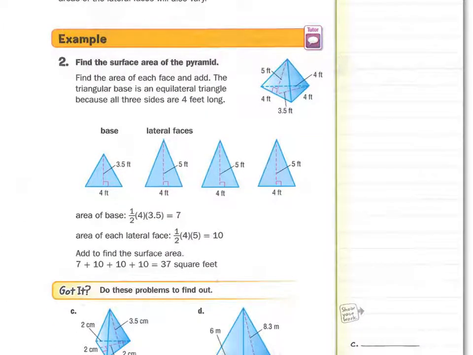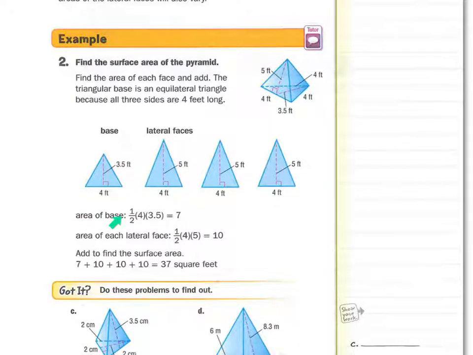Find the surface area of the pyramid. Find the area of each face and add them. The triangular base is an equilateral triangle, you can see, because the side lengths are all 4. All 3 sides are 4 feet long, so that means it's equilateral, so that means that the faces are all going to be the same as well.